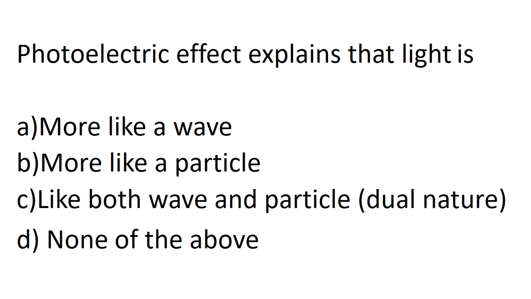Next one, photoelectric effect explains that the light is, options are more like a wave, more like a particle, like both wave and particle, that is dual nature, and none of the above. According to photoelectric effect, electrons are ejected from the surface of metal when light strikes on the metal surface. It means that it is behaving like a particle.